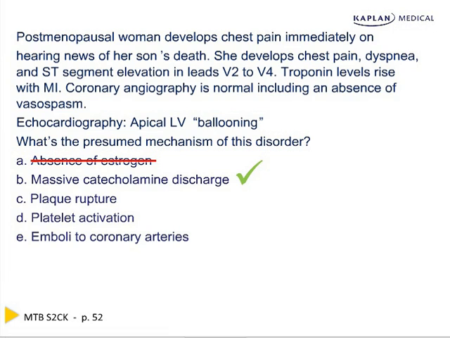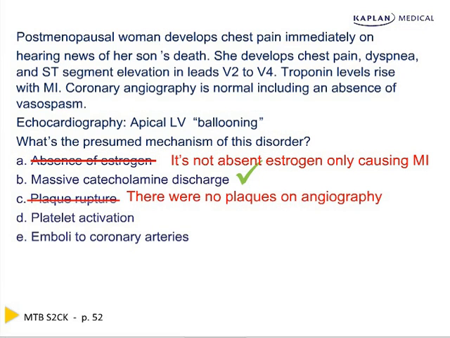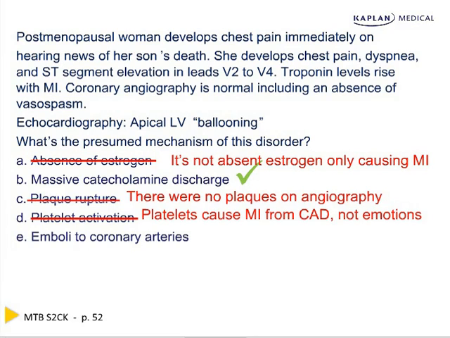Now, absence of estrogen will not cause sudden death such as this. And although plaque rupture can occur, there are no plaques. The coronaries are clean. Platelet activation happens from rupture of plaques in MI, but not in this. Again, platelet activation is when there's coronary disease. Emboli are also a very atypical cause, but it can happen that you have emboli to the coronaries, but it would have been seen. Takotsubo cardiomyopathy.